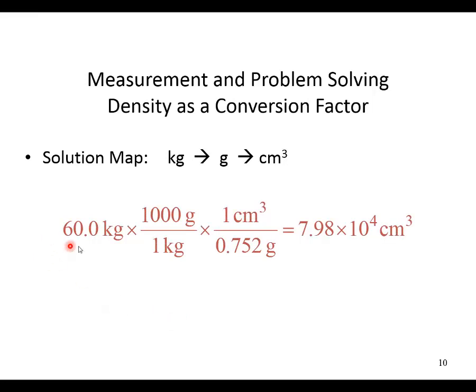I'd say that 60 kilograms would be multiplied by 1,000 grams per 1 kilogram to convert to grams. So there's my metric unit conversion factor. And then I'm dividing by density, so 1 centimeter cubed is divided by 0.752 grams. You'll notice that my kilograms will cancel, my grams will cancel, and I'll end up with centimeters cubed, so I get 7.98 times 10 to the 4 centimeters cubed.